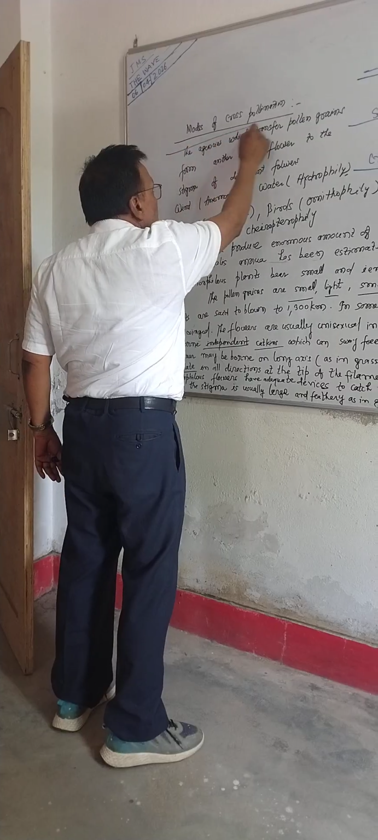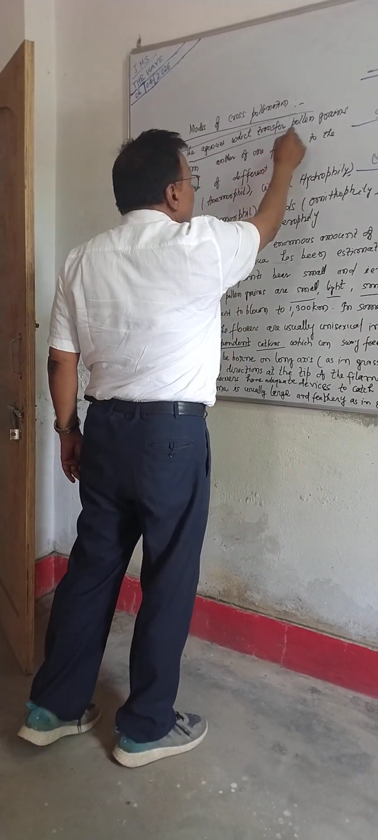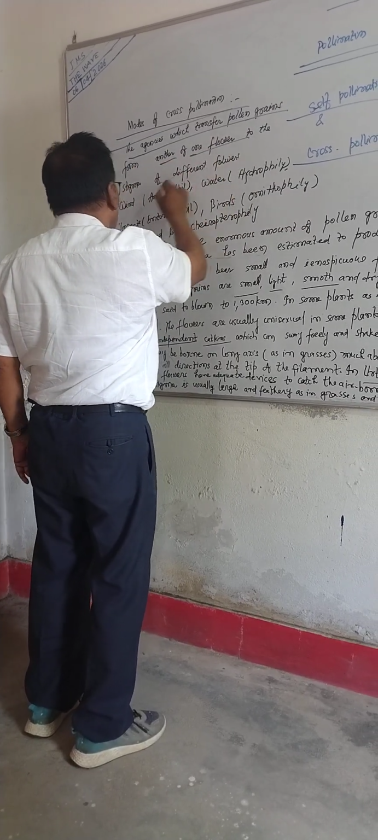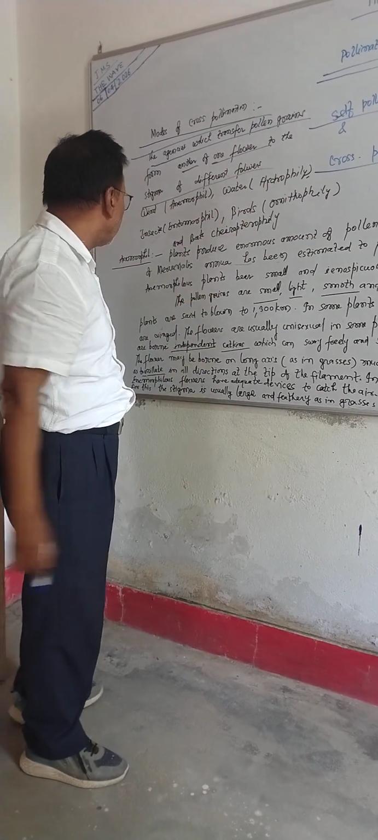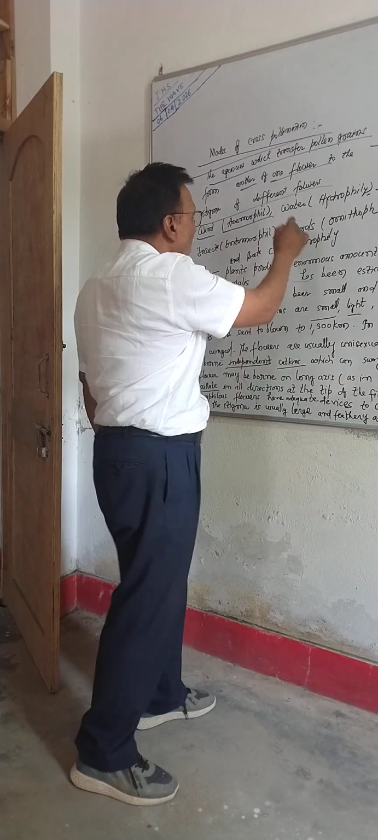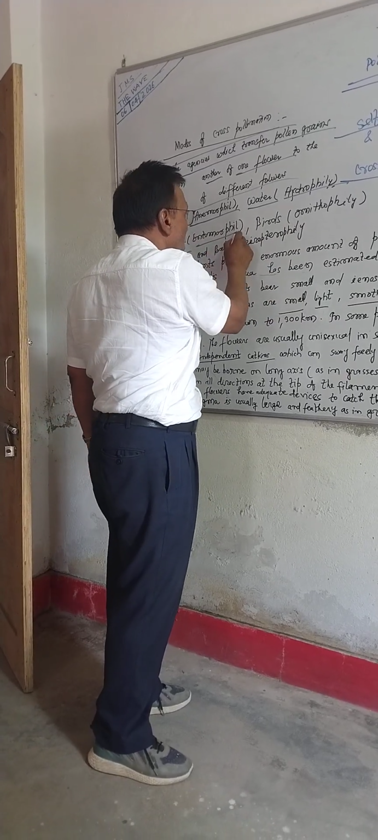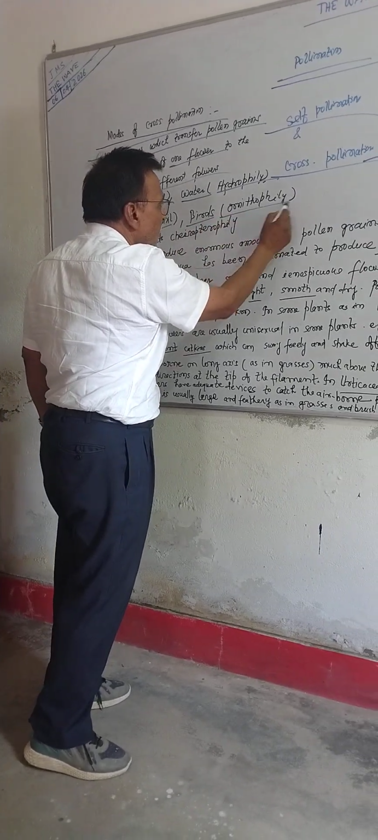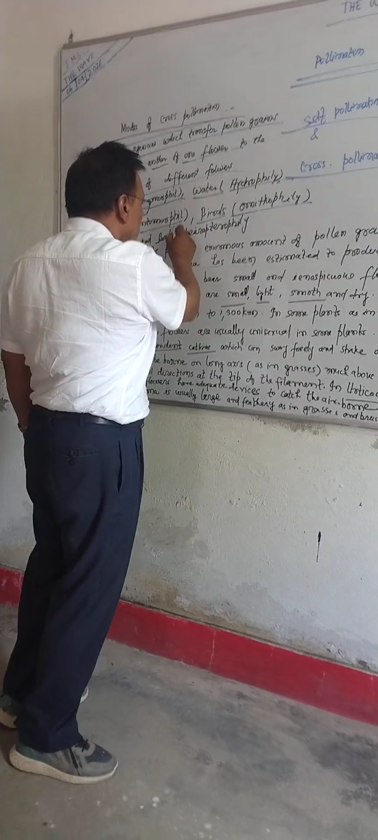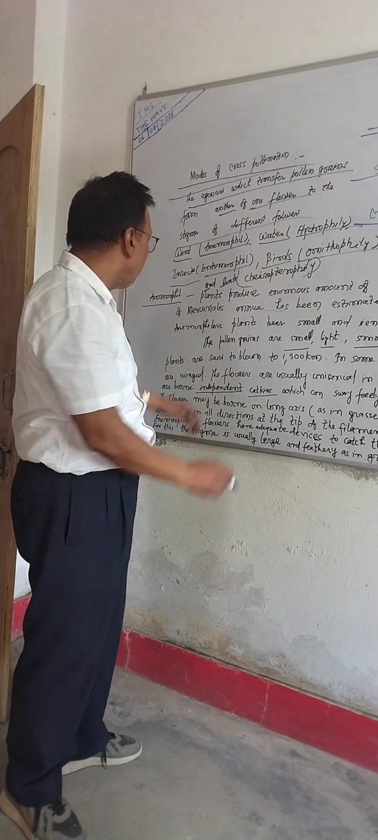Now, modes of cross-pollination. The agency which transfers pollen grains from the anther of one flower to the stigma of different plants can be wind, anemophily; water, hydrophily; insects, entomophily; birds, ornithophily; and bats, chiropterophily. Now anemophily, what is anemophily?